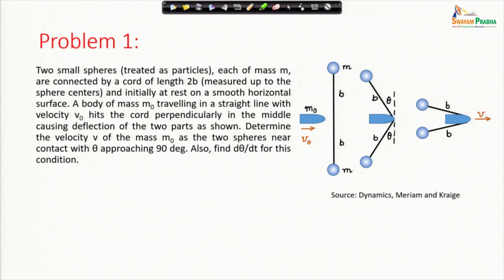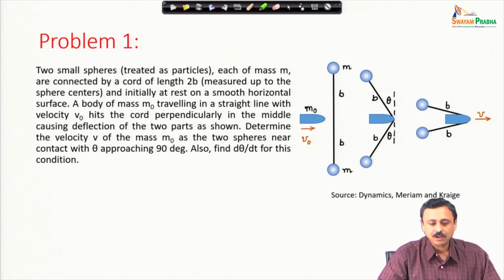A body of mass m naught travelling in a straight line with velocity v naught hits the cord perpendicularly in the middle, causing deflection of the two parts as shown. So, what is shown is, once this body of mass m naught, which is coming at a velocity v naught, hits the cord, the cord starts wrapping on that moving mass.